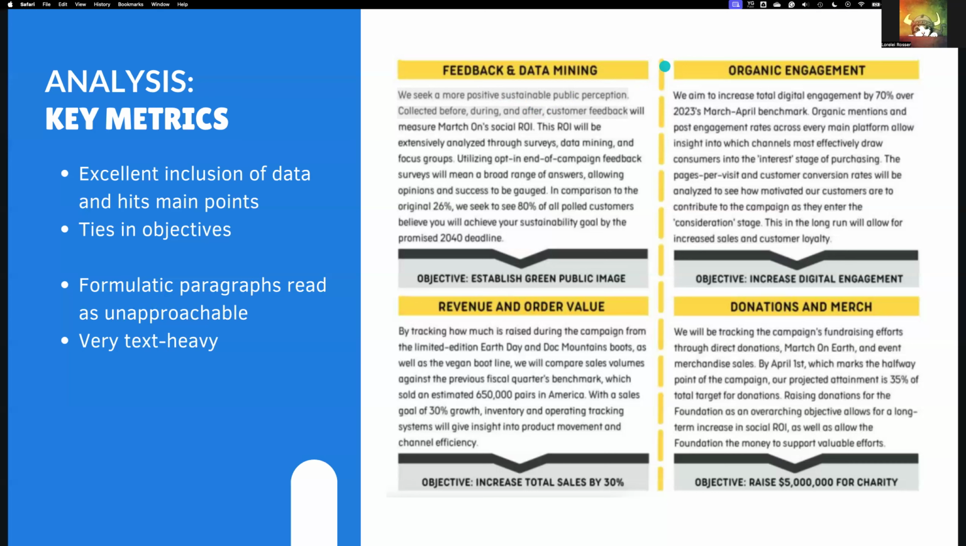That's customer feedback. Then we tell them why. Why do we care? Because this is measuring our social ROI, which is feeding into our objective. Because we're looking for a more positive public perception, we need to know how we're doing. Customer feedback is a little bit vague, so we're going to narrow it down. That's surveys, data mining, and focus groups. If you want, you can get even more specific and give another example. Opt-in, end of campaign, feedback surveys.